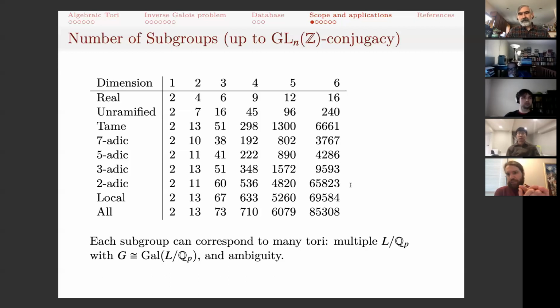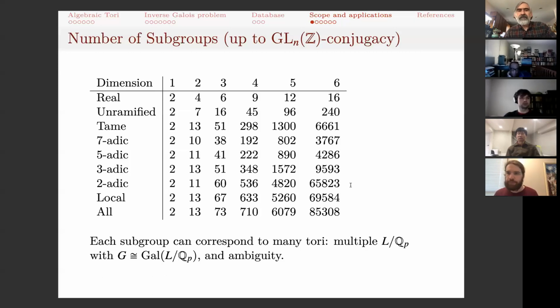You're going to have a bunch of fields that might have that Galois group. Of course, some of them might have 0. There may be no fields with that Galois group, but a lot of them will have multiple fields with the same Galois group. And then remember, we also had this notion of ambiguity where we had multiple automorphisms that we could precompose with that gave different tori.